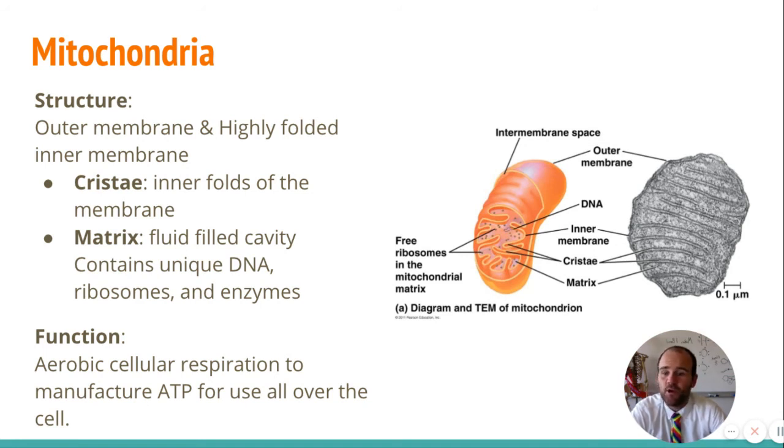the matrix, which is the fluid-filled cavity inside of the inner membrane. Now, if you look at that, it says that it contains ribosomes, enzymes, and its own unique DNA. What? Well, once upon a time, and we'll talk about this more in the future, the mitochondria was a prokaryote that got swallowed by a bigger cell, and instead of digesting it, that small mitochondria was better at making energy, so it kept it.